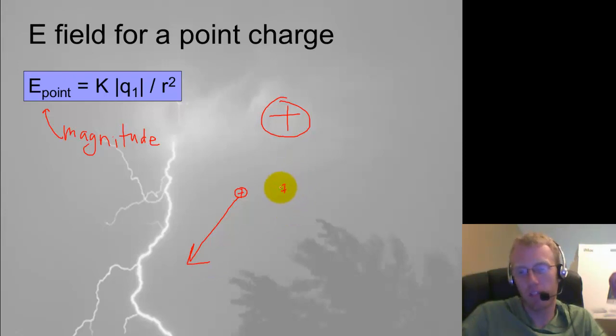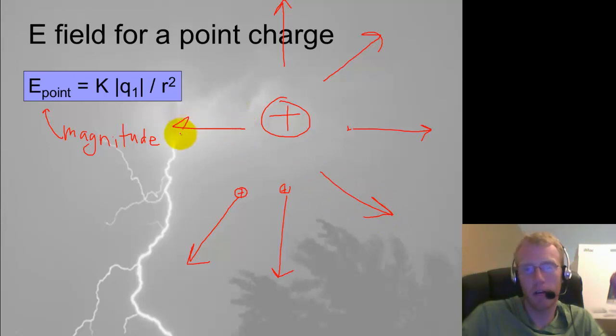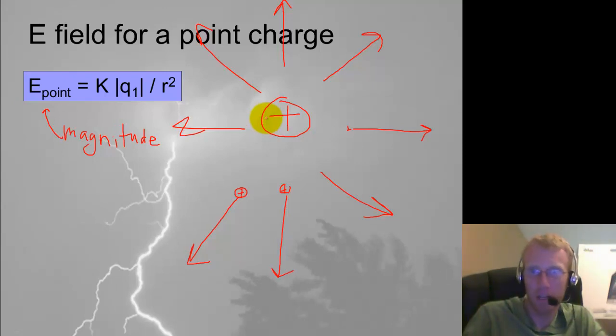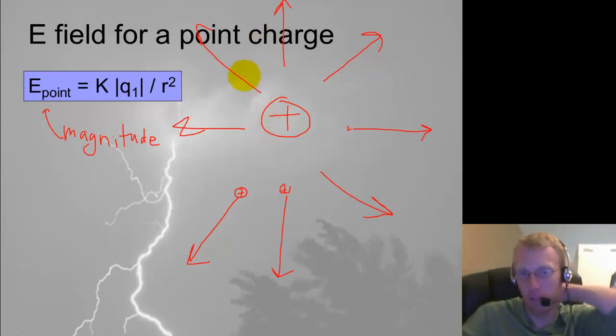If I put a positive charge right here, it would point this way. If I put one here, it would point this way. Here, it would point this way. And you can just go around and around. You can see that if I have a single positive charge in the middle, and that's all I have, anywhere around it that I put a second positive charge, it would be pushed away, and so the electric field points radially away in all directions.